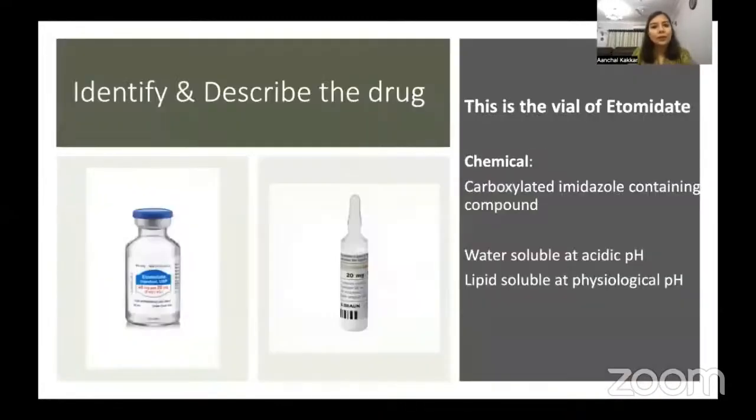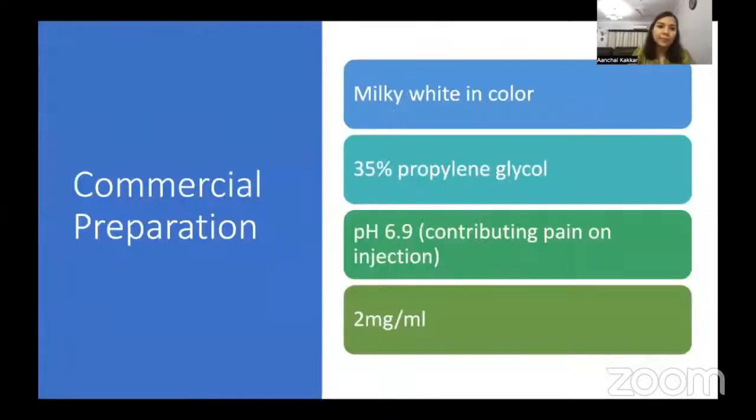Coming on to the next drug. So this is the drug. Again, identify and describe the drug. This is an ampule of etomidate. Chemically, it is a carboxylated imidazole containing compound. It is water soluble at acidic pH and lipid soluble at physiological pH.